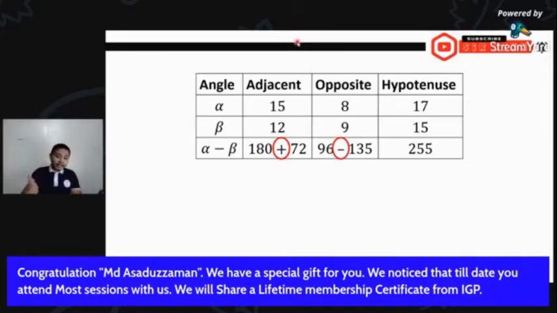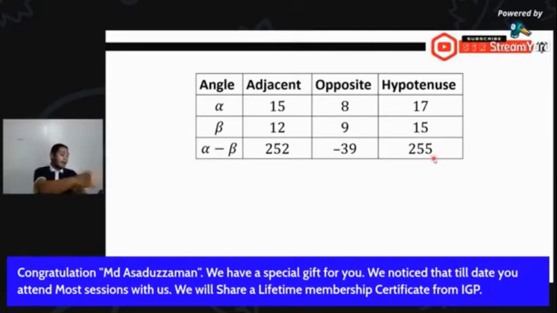So when we are subtracting the two angles, for the adjacent side, we will add the products. For the opposite side, we will subtract the products. While for the hypotenuse, it will be the same. So if we want to identify the adjacent side of alpha minus beta, that would be 180 plus 72. That would be 252. And for the opposite side, that will be negative 39.